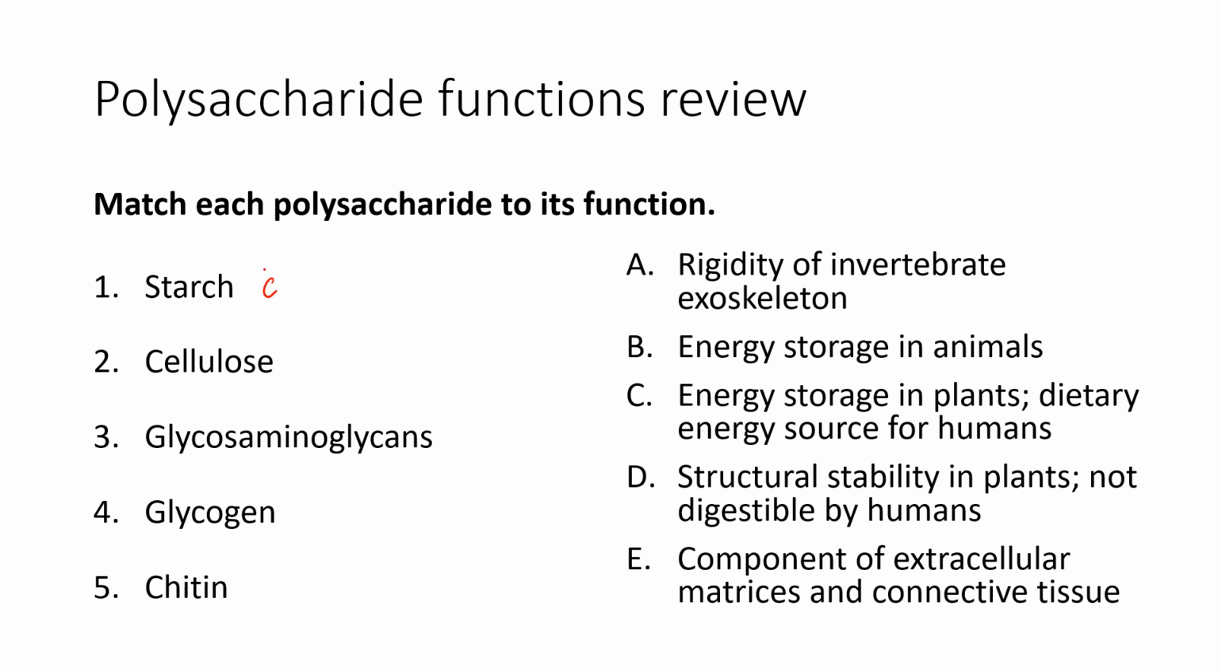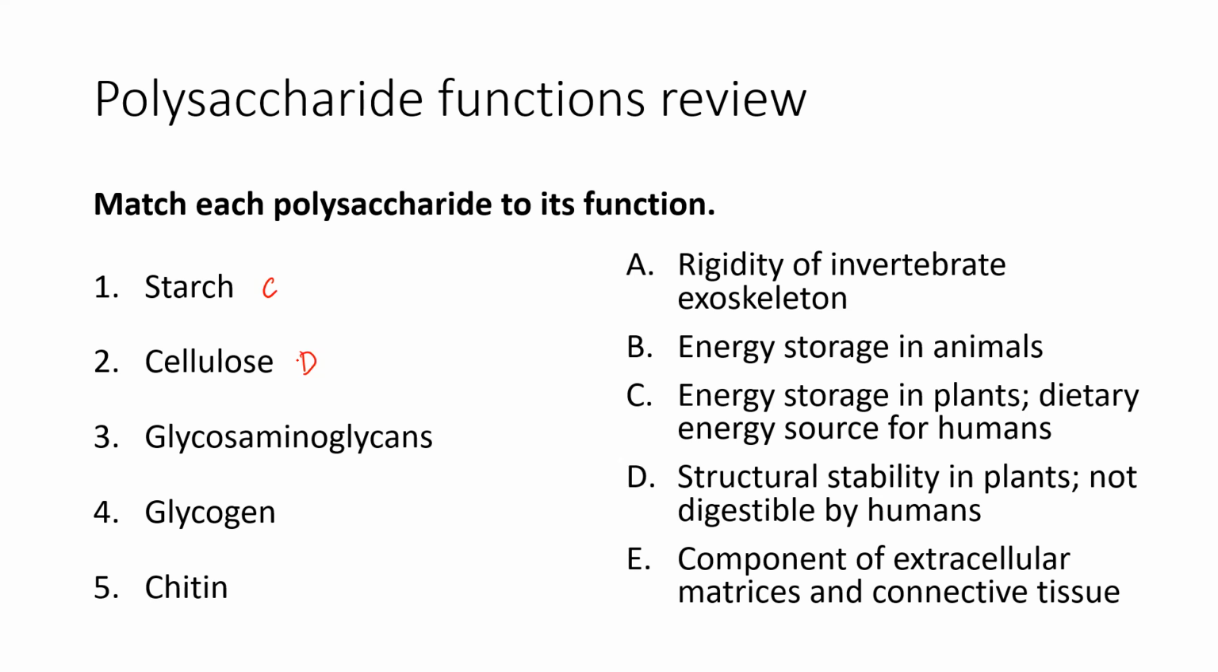All right, so let's now consider cellulose, which is number 2. What does cellulose do? D, structural stability in plants, not digestible by humans. Yeah, exactly. So starch and cellulose, we see them both in plants, but they have different functions, and we'll see that reflected in differences between their two structures. One of them is digestible and it's used for energy. The other one we cannot digest and it is more for providing structure.